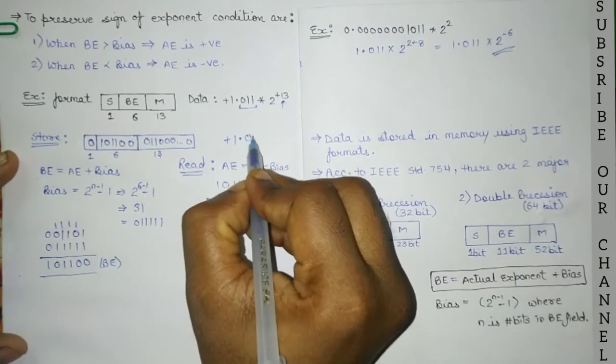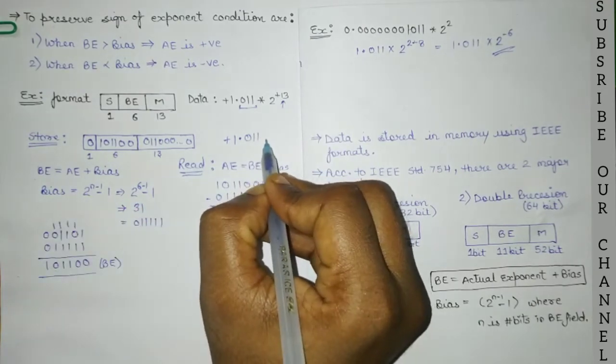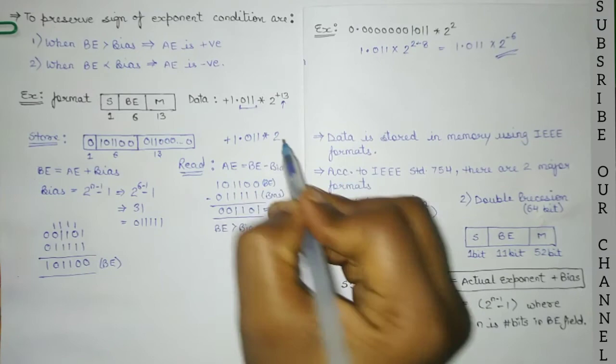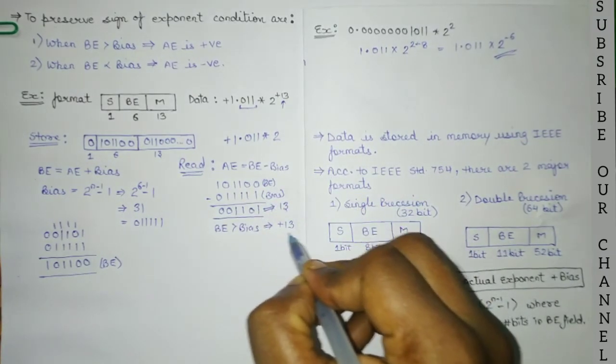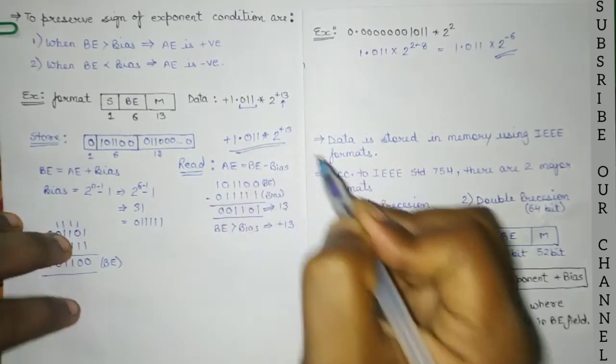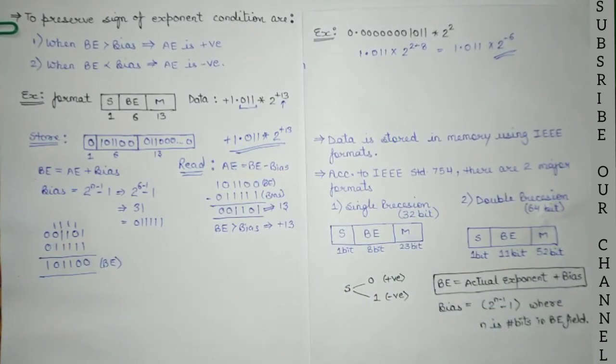So I will be mentioning 0s and 1s. I am not writing it down over here. In 2, base is 2, we already know that, and we have found out the actual exponent. So this is plus 13. So this is how you can store and read the values.